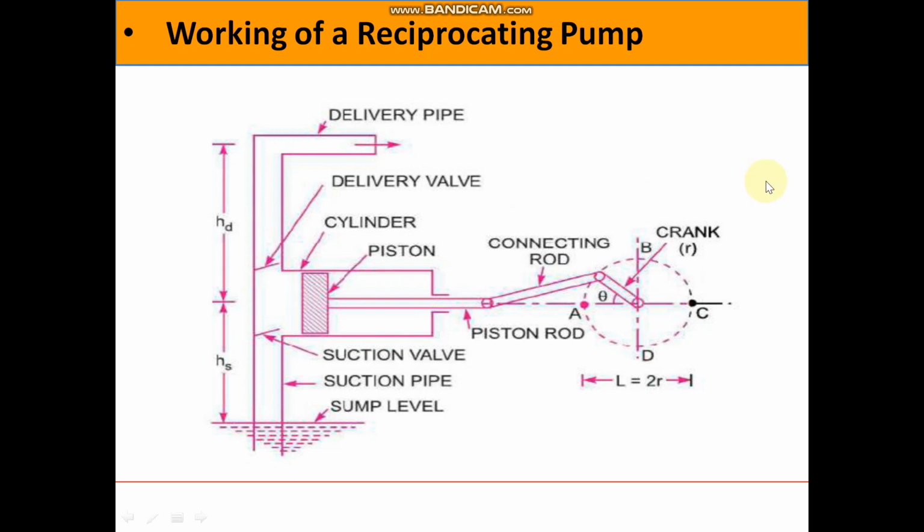Now when crank moves from C to A, piston moves towards left. Due to the movement of piston, the liquid gets pressurized due to its incompressible nature. When pressure of liquid is more than atmospheric pressure, then suction valve gets closed, and when pressure of the liquid becomes more than pressure of liquid in the delivery pipe, then delivery valve gets open and liquid gets delivered with high pressure. So this is the working of single acting reciprocating pump.